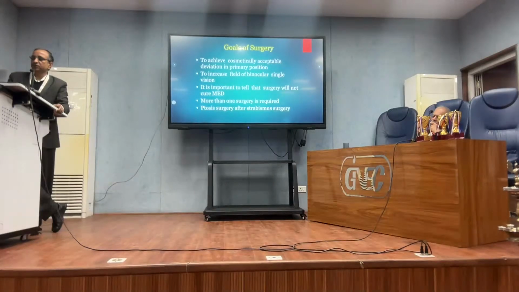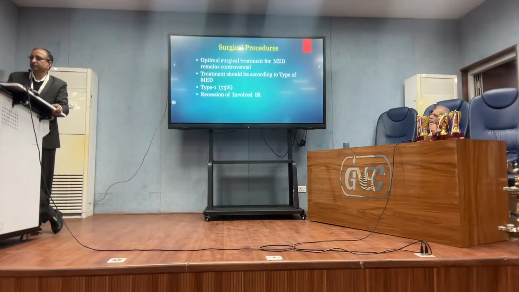Goals of surgery are to achieve a cosmetically acceptable deviation in primary position and to increase the field of binocular single vision. It is very important to tell the patient that surgery will not cure the MAD and more than one surgery is required. And usually these patients present to you for ptosis surgery. So you have to tell the patient in very clear terms that first squint surgery has to be done, and after that only the ptosis surgery will be done.